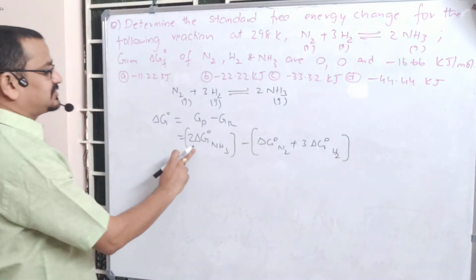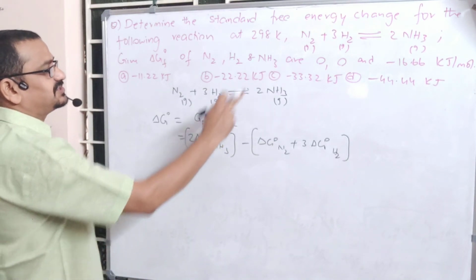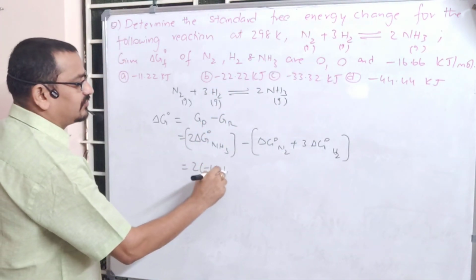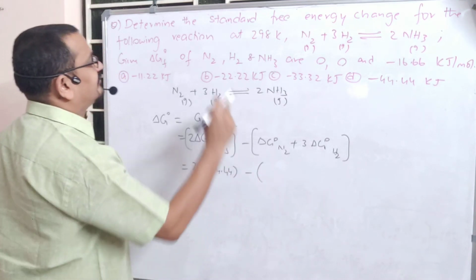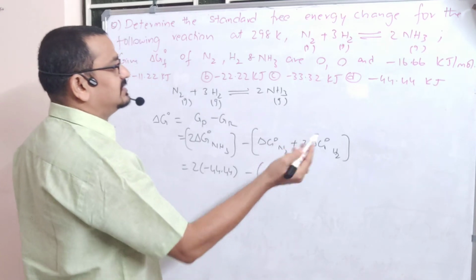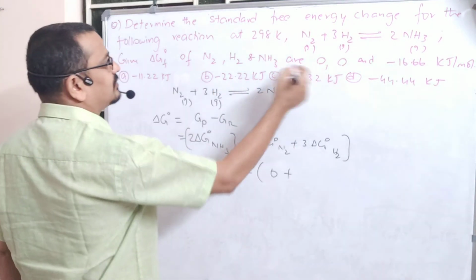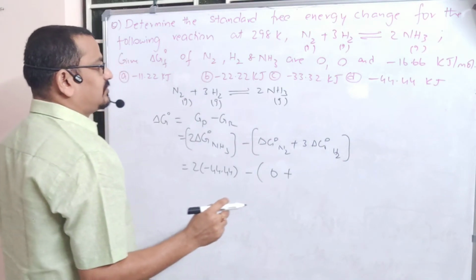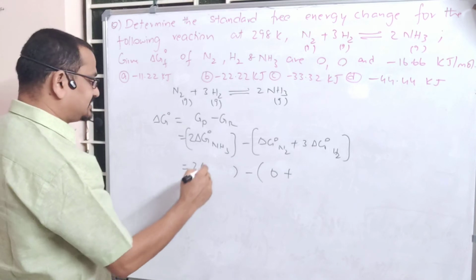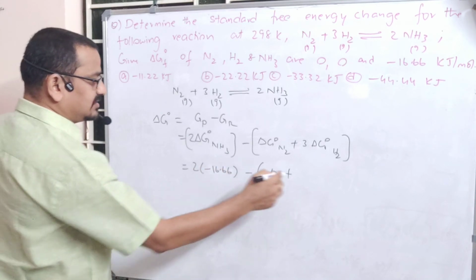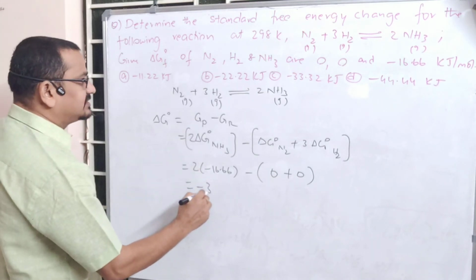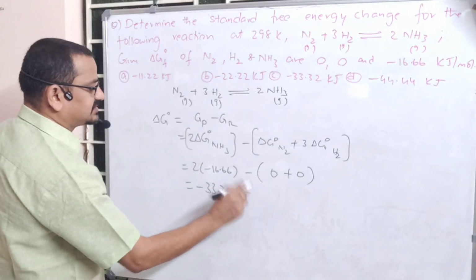Right? Now what is the standard Gibbs energy change of ammonia? It is 2 into minus 16.66, minus of, for nitrogen it is 0 and for hydrogen also it is 0. So this is 0 plus 0. The answer will be approximately minus 33.32 kilojoules.